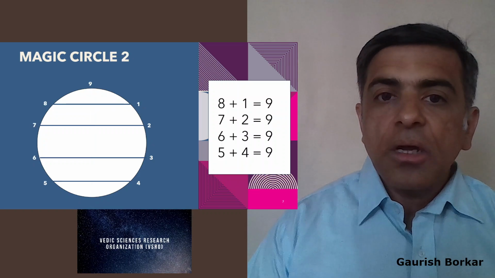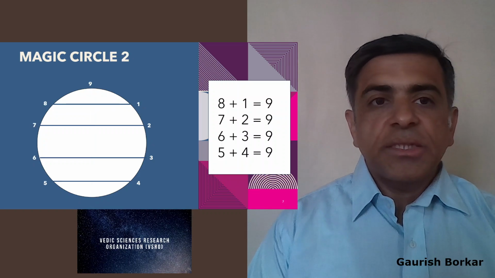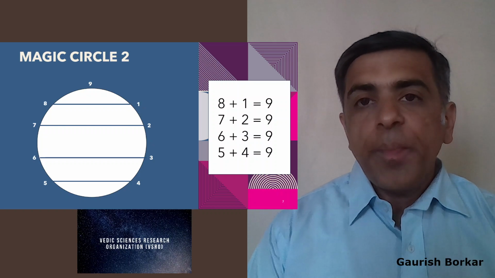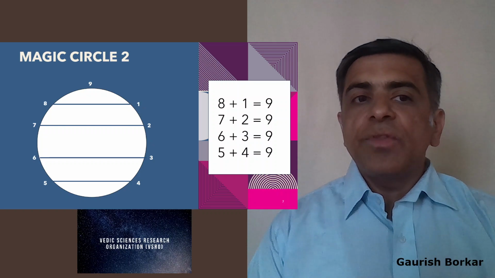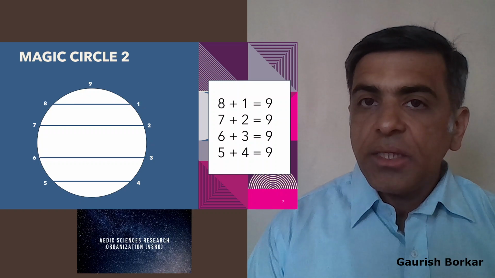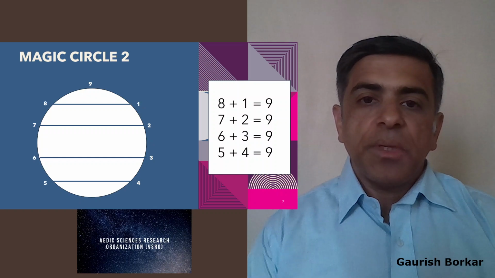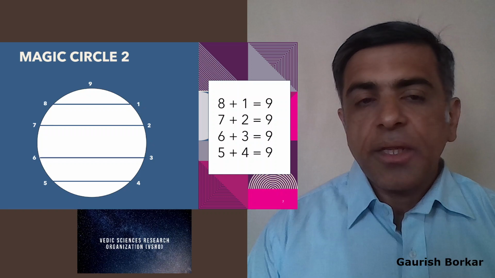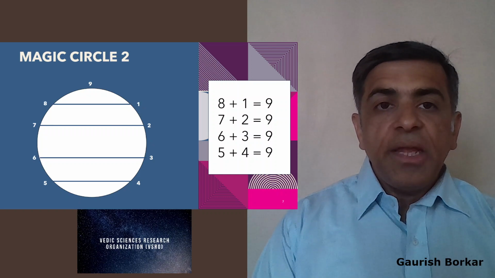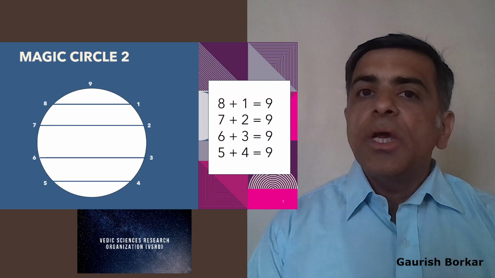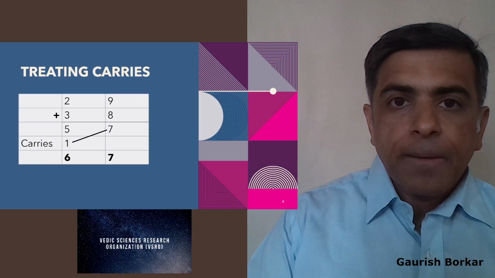We have another circle, which I call magic circle number 2. Again here we have 4 pairs and the sum of these pairs is 9. For example, 8 plus 1 is 9, 7 plus 2 is 9, 6 plus 3 is 9, 5 plus 4 is also equal to 9. I'll quickly explain these pairs in magic circle number 2 in a few slides.